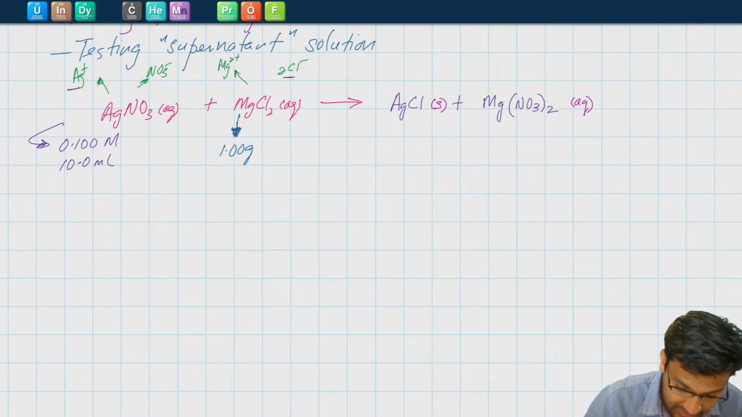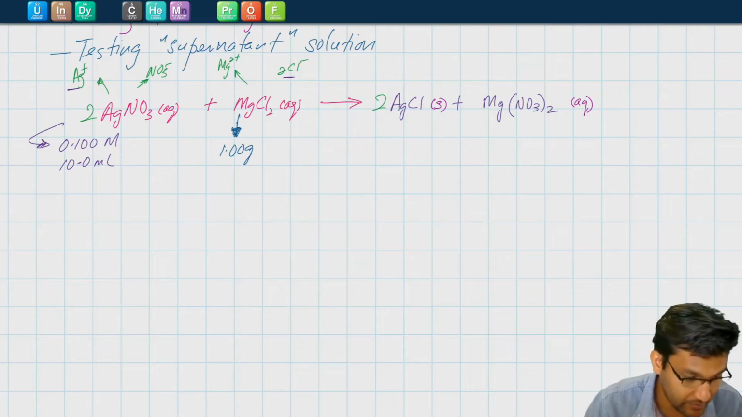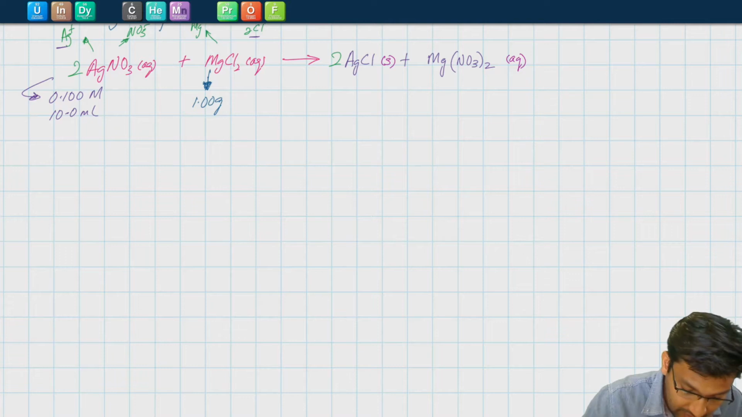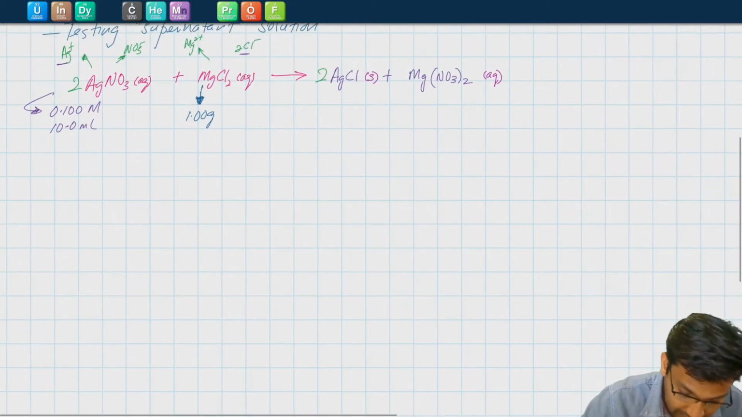And then to balance these, we'll notice that we have one silver, that's good, one nitrate on the left and two nitrates on the right, so that's not good. Let's make this a 2. That gives us 2 silver on the left. Let's put 2 on the right to give us 2 silvers. And now we have 2 silvers, 2 nitrates, 2 chlorides, 1 magnesium. Everything should be balanced. Okay, so this is what we would call the molecular equation.